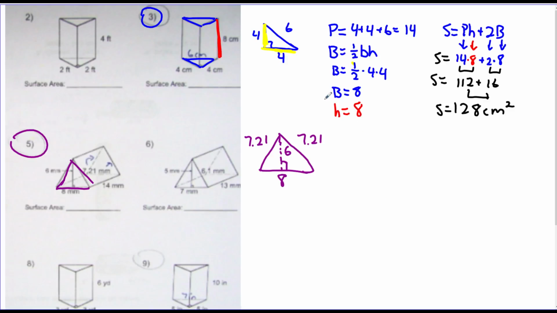Okay. So again, we start off with perimeter. Now be careful. It's a triangle, so there's only 3 numbers you're going to add, and we have 4 numbers written down. So we only pick the 3 on the outside. So 7.21 plus 7.21 plus 8. We add those up. It's 22.42.